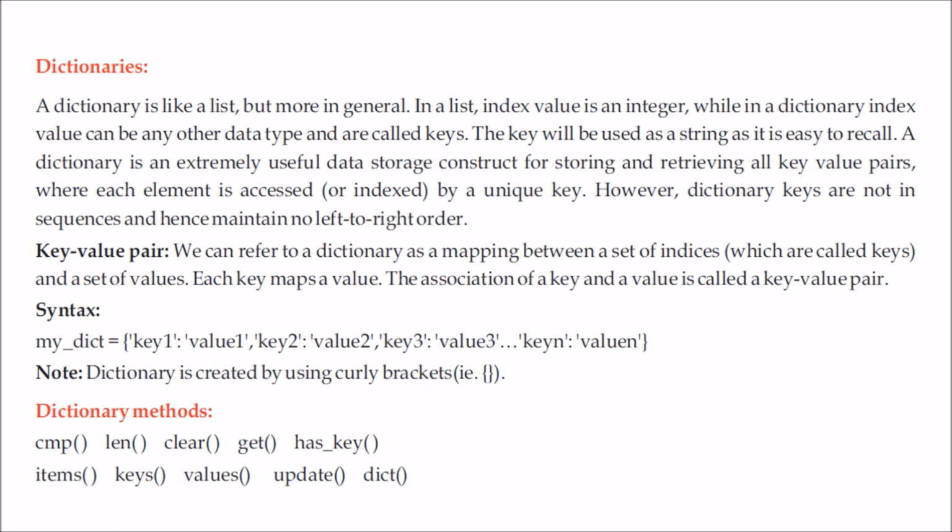Now we come to dictionary. What is a dictionary? A dictionary is again like a list, but it is somewhat specific and general. Specific in activity, general in its content or realization. So in a list, the index value is an integer as we have seen, but in a dictionary the index value can be of any other data type and we call it a key. So the index values we will call keys in a dictionary. A key will often be a string because we can recall and remember strings quite easily.